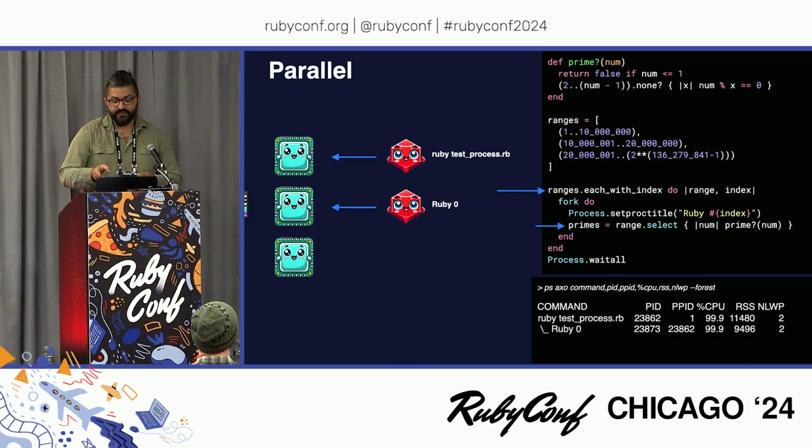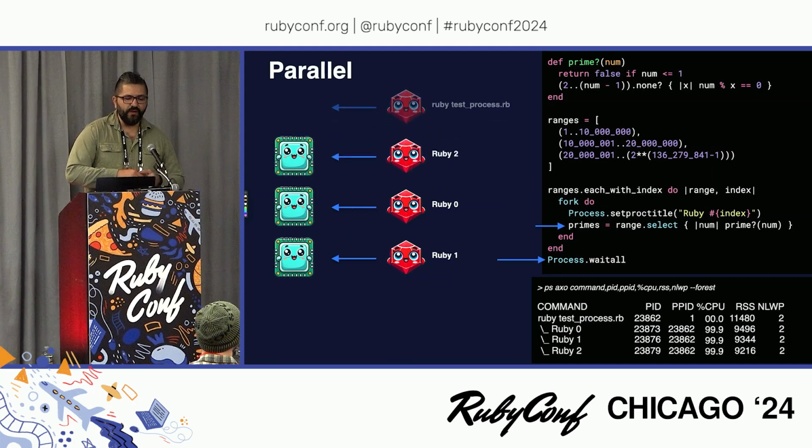And at the same time, you'll also see I've got this process status command running at the bottom. We've got a new process that got created. So I set the process title to Ruby with the index after it, and then I just start selecting primes from my numbers. And while I'm doing that, I'm getting full CPU saturation. For each one that I run, until I go to Process.waitall, and that initial process just goes off and waits, I've got 3 processes running at 99.9% CPU saturation.